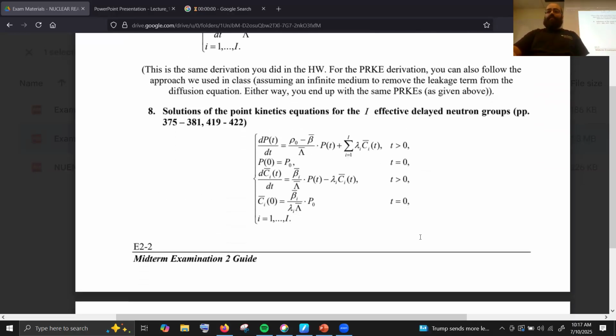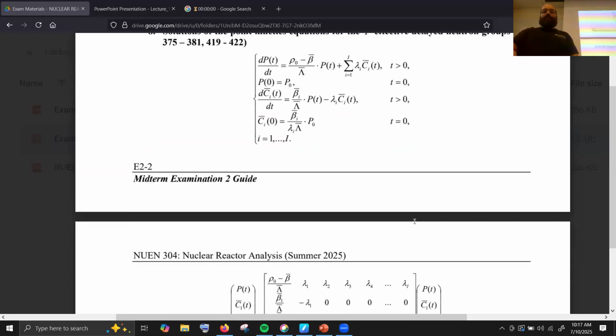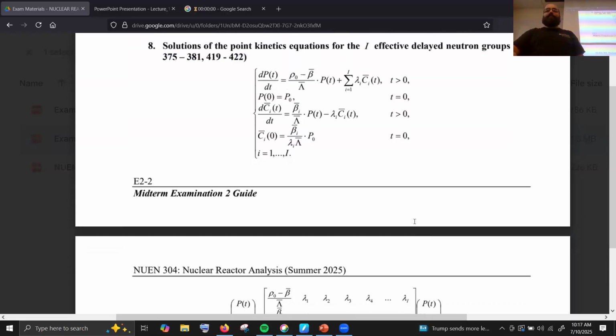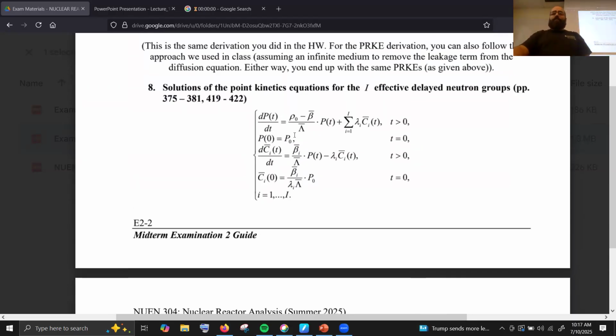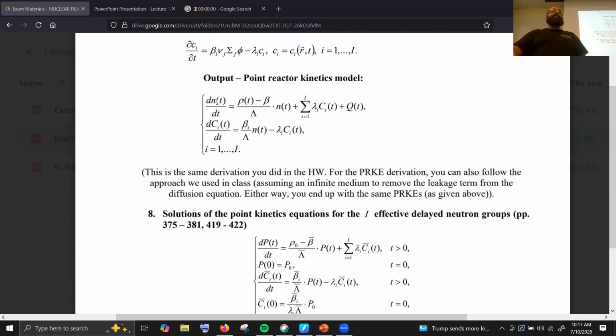The next thing that we want to be familiar with is how to solve these equations, and the solving process involves knowing the initial conditions for the quantities that are involved in our point kinetics equations. And so notice how here the point kinetics equations are expressed in terms of the neutron density, n of t, whereas here they're expressed in terms of the reactor power, p of t.